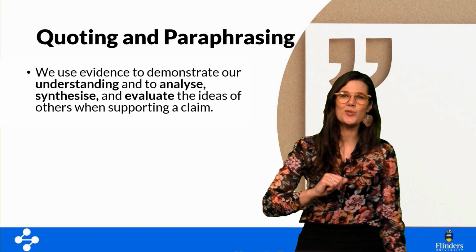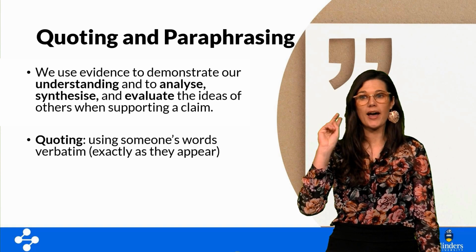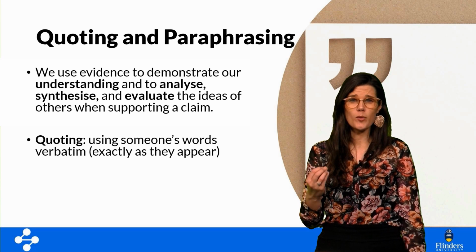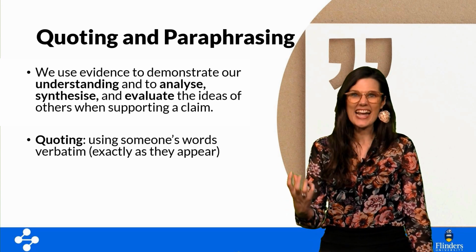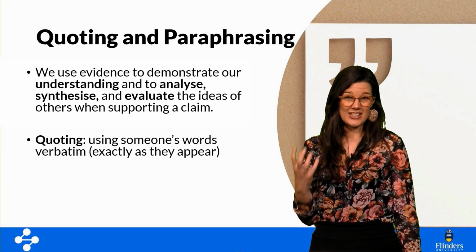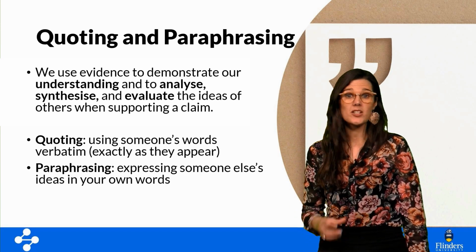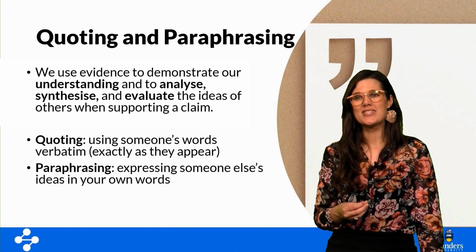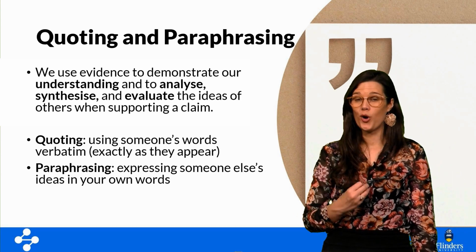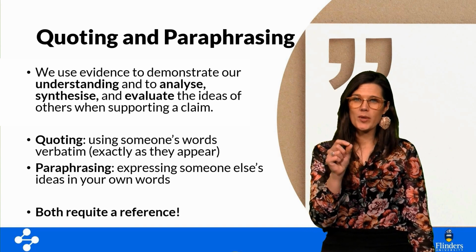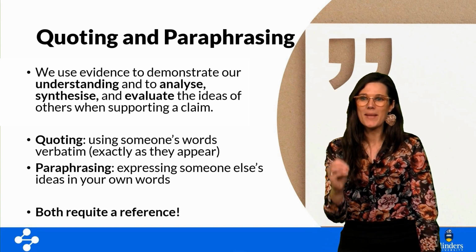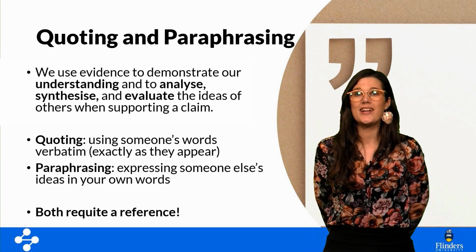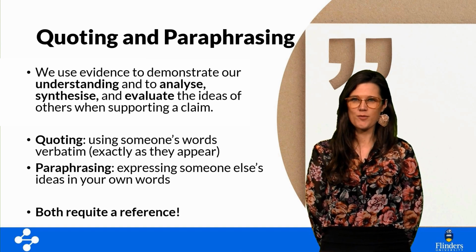And we usually do this in two key ways. We do this by quoting, which is when we copy exactly the words of another. We might call this verbatim, which means exactly as they appear, and integrate this into our work. Or we might, more commonly, paraphrase, which is when we take the ideas of somebody else and express those ideas in our own words. And importantly, when we are doing both of these things, we must cite and include a reference. We might also integrate things like graphs and figures, which I'm going to discuss very briefly at the end of this video.